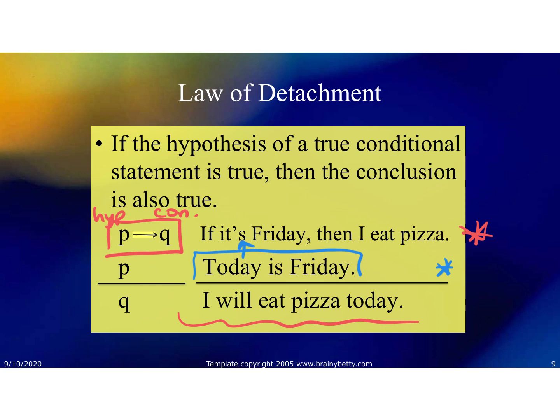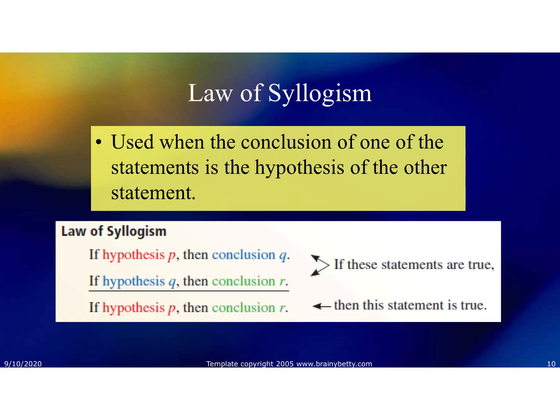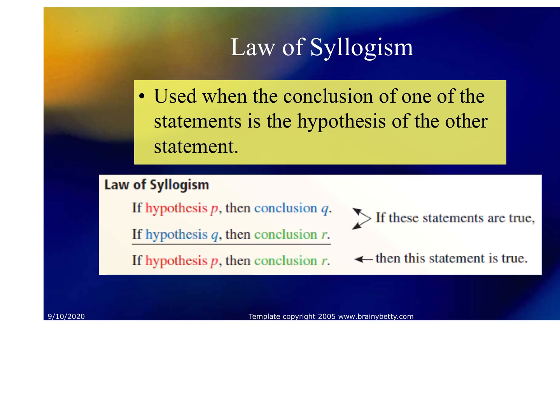All right, let's try the next law, called the law of syllogism. And this is used when the conclusion of one of the statements is the hypothesis of the other statement. Now, both of the two original conditionals must be true. So you're going to be given two conditionals. So this is the first one. This is the second one.